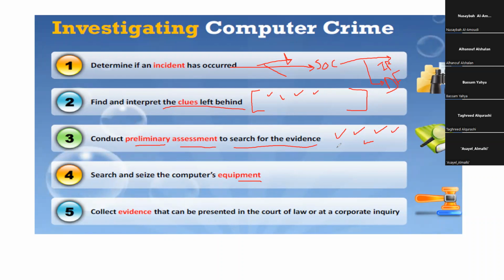This computer has been hacked, okay, and it's connected to a database. So I know that this server and this server were being hacked. Okay, can I start to search? Now, in order to search a computer or equipment, sometimes you require something called a search warrant. If it doesn't require it, you can go ahead and start to search for it and seize the computer equipment. And then you start to collect the evidence, which can be presented to the court of law later on. So these are the steps we covered before already.